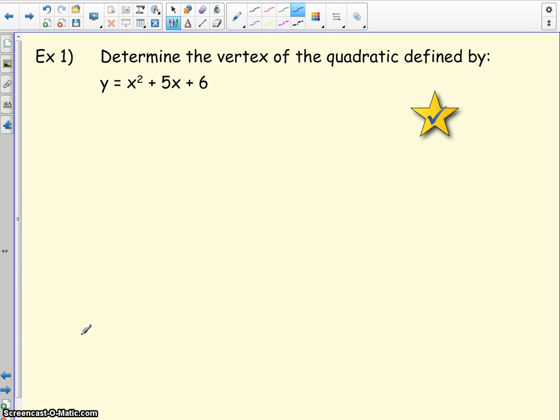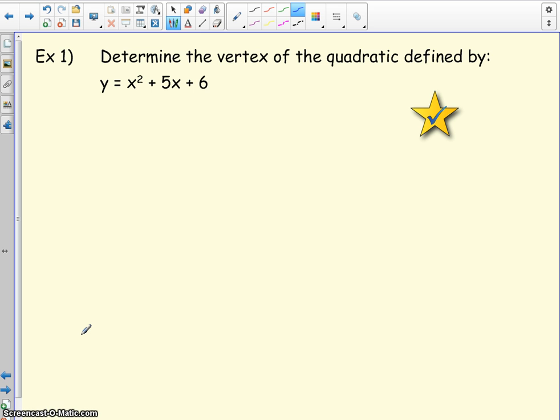Okay, welcome back. So in this one here, it wants you to determine the vertex of the quadratic defined by y equals x squared plus 5x plus 6. There's a couple ways of going about this. Now, again, it doesn't specify what method to use, so in theory you could use factoring. If you can see if there's factors, this one in particular does. From there, find the zeros, the axis of symmetry, and the vertex.